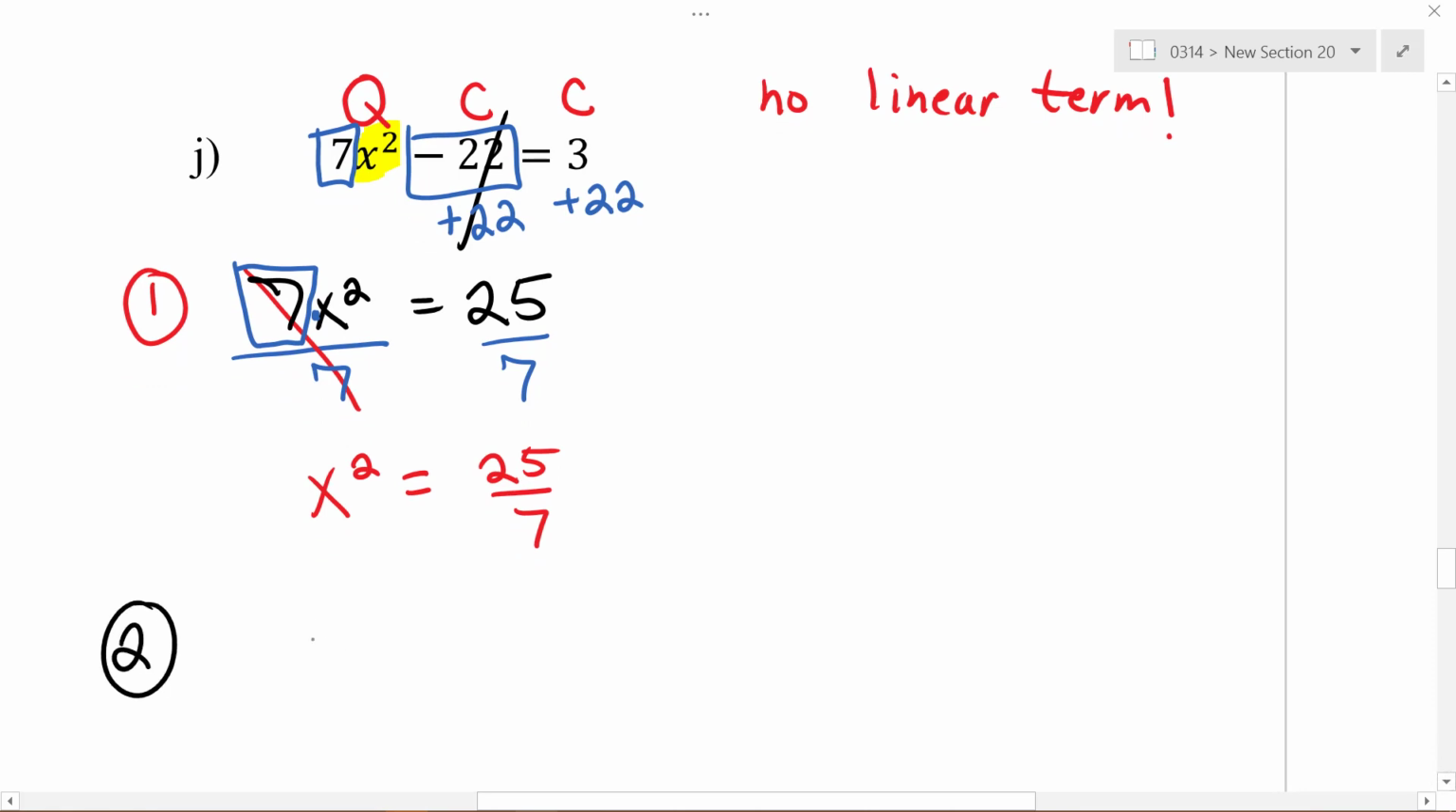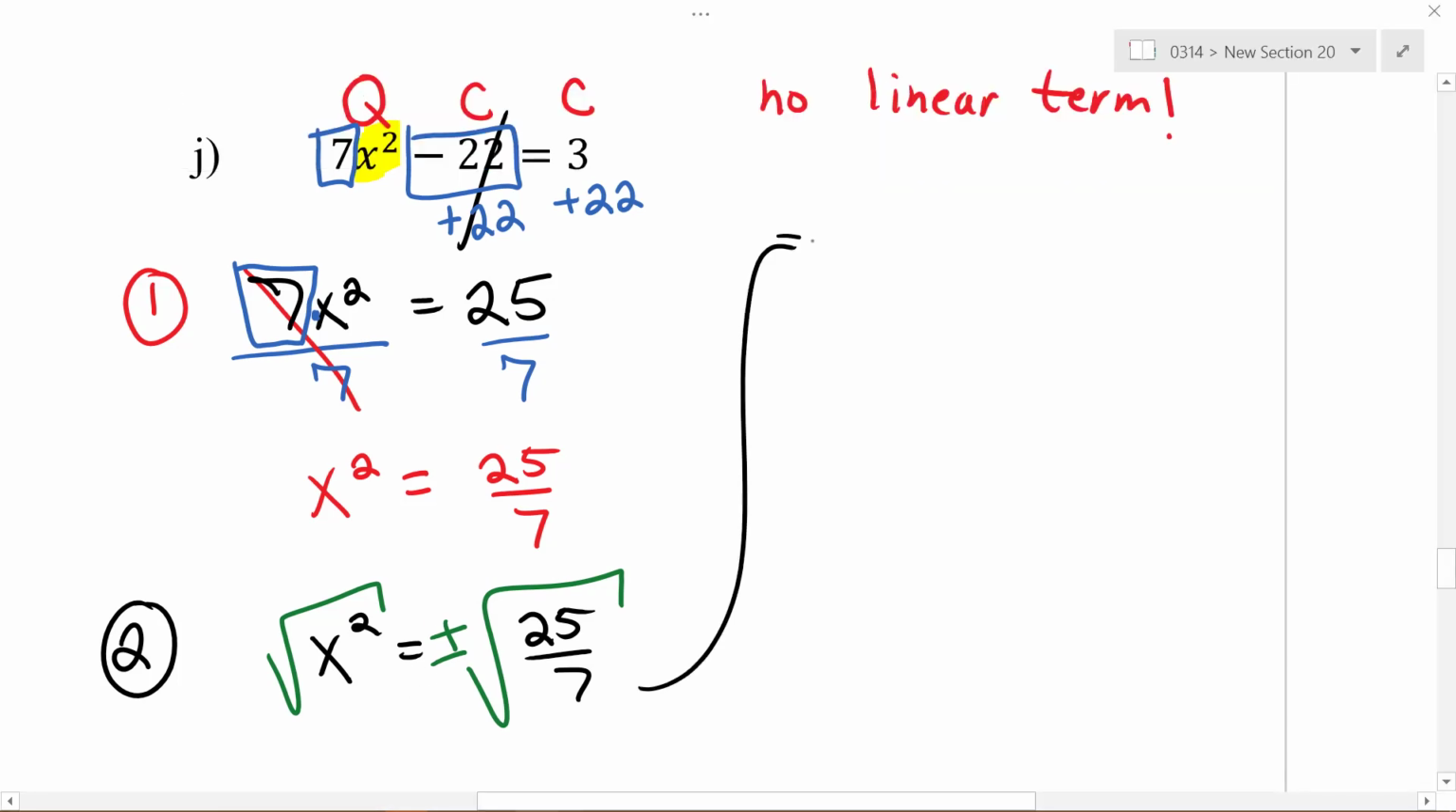Okay, so step number 2 is we're going to take that equation and apply square root to both sides. So square root, plus and minus in front of the square root. Be really careful, make sure you don't forget that plus and minus. Okay, step number 3, we want to simplify the radicals.